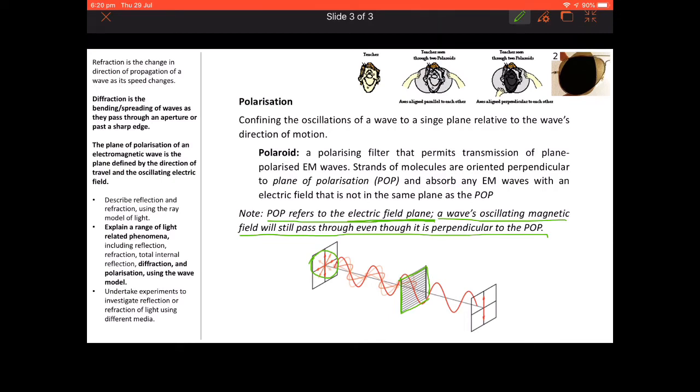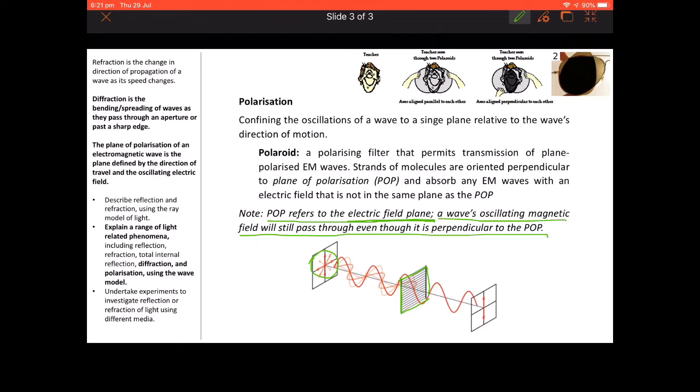So an electromagnetic wave with an electric field that has a plane of polarisation that is perpendicular to those strands of molecules can propagate through, and because it's been able to propagate through, its magnetic field will also be able to propagate through. So the strands of molecules interact with the electric field, and if they're able to stop that electric field, then the whole light wave, which consists of an electric field and a magnetic field, is absorbed. If the oscillating electric field is able to travel through, then the magnetic field will come along with it.